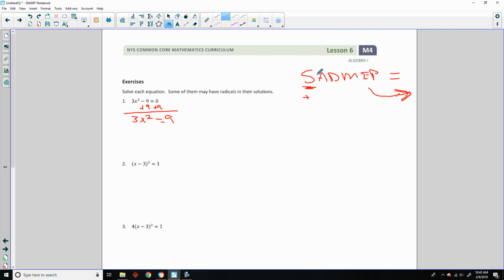Now I don't have any addition. I don't have any division. I have multiplication. The inverse of multiplication is division, so I'm going to divide by 3. The 3's cancel. 3 divided by 3 is 1. 1x squared equals 9 divided by 3, which is 3. And now I have an exponent, and the inverse of squaring is square root, so I take the square root of both sides. So x equals positive or negative square root 3. Radicals in their solutions. Okay?